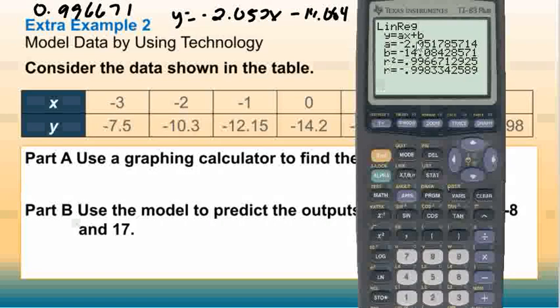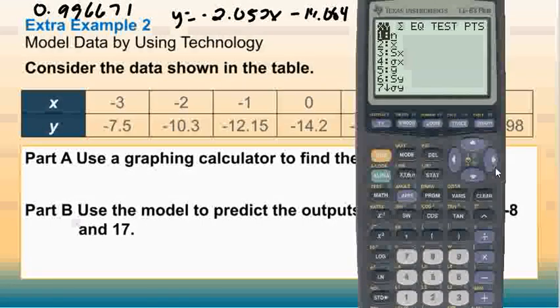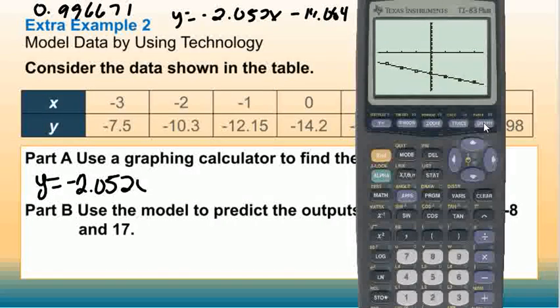We're going to use this equation. So if I go to my y equals, I hit vars, number 5, statistics, go to EQ, number 1. And then if I hit graph, you can see that that matches up pretty well with what we have there. So we're going to use that equation. So this would be y equals negative 2.052x minus 14.084.